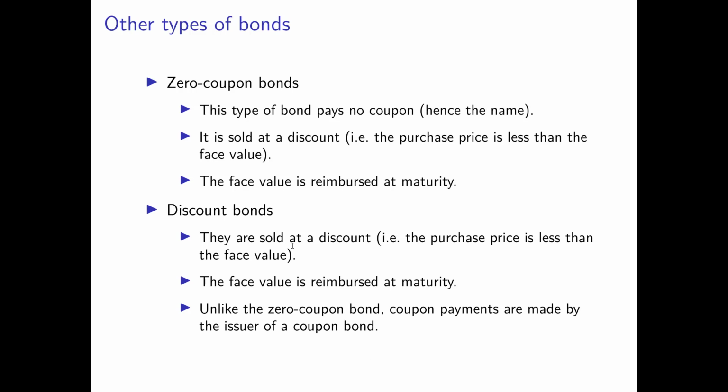So a discount bond is again a bond that is sold at a discount. The amount of money borrowed when the bond is issued is less than the amount of money, the face value, that is written on the bond. The face value is reimbursed at maturity as well, but unlike the zero coupon bond, coupon payments are made by the issuer of the coupon bond.